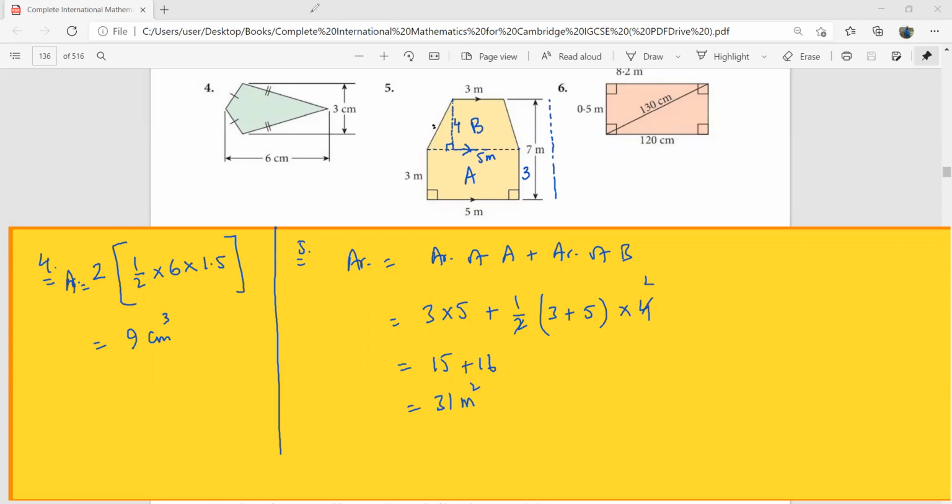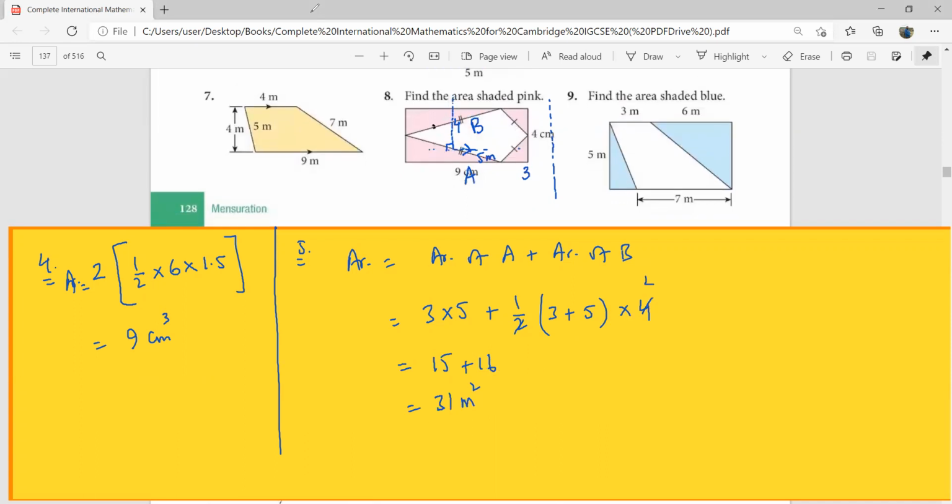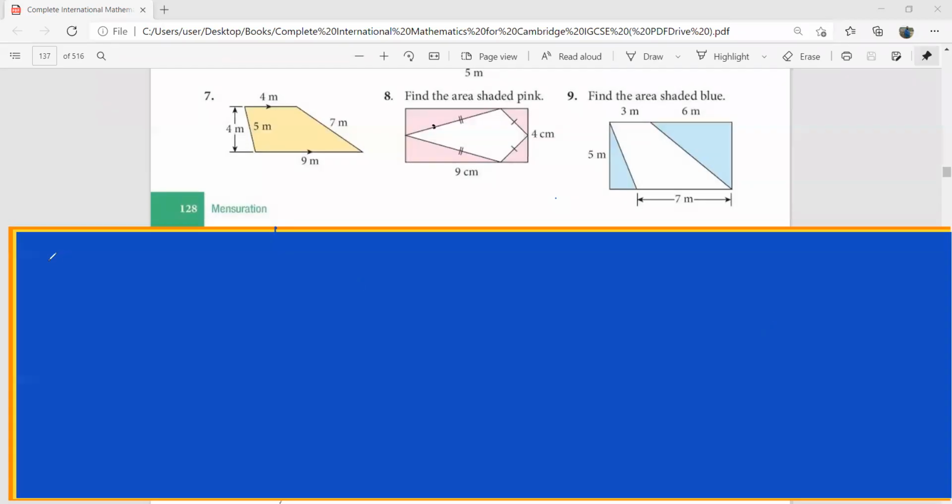Okay, and then we are going to go on to this seventh question. Please see this. You must be able to do these 7, 8, and 9 yourself. Try them and then I'll tell you how to do them. In this seventh question, this is clearly a trapezium. You see these arrows tell you which two sides are parallel to each other. So the formula is basically half into sum of the parallel sides times the height.